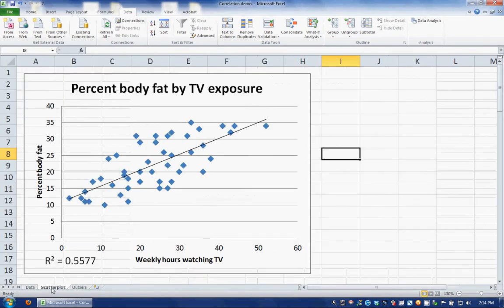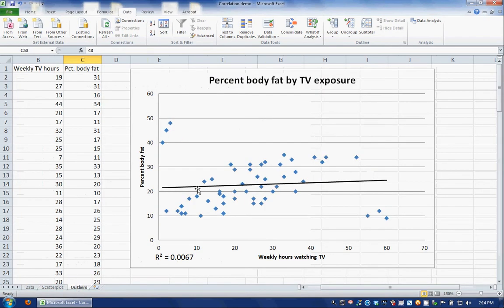Remember how steeply it was slanted here? But when you add the outliers in, remember the line, the trend line, represents all of the points, including outliers. So what happens is we've got this little group of outliers up here, individuals who don't watch a lot of television but still have fairly high percentages of body fat. And then we have this little group down here, individuals who watch a lot of TV but have very low percentages of body fat. And this is not an unrealistic kind of thing. There are lots of things that go into percentage of body fat, not just watching television.